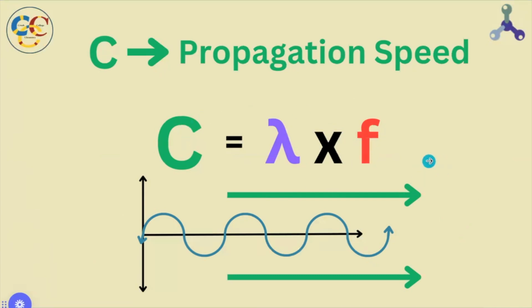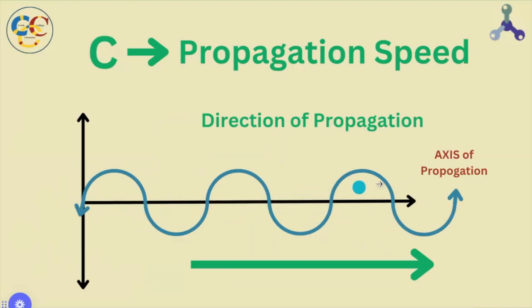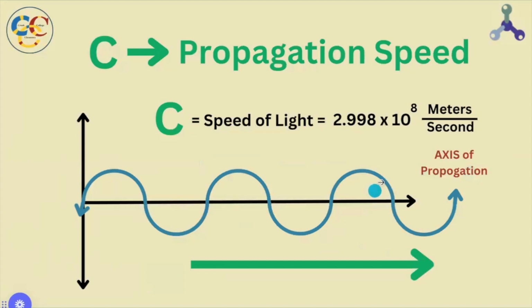Right here is arguably the most important equation for waves, so understanding this is crucial. Light travels forward, left to right, along the axis of propagation, and it does this at a constant speed of 2.998 times 10 to the 8 meters per second. Thus, propagation speed and the speed of light are the exact same thing.